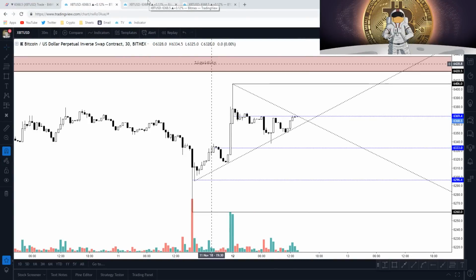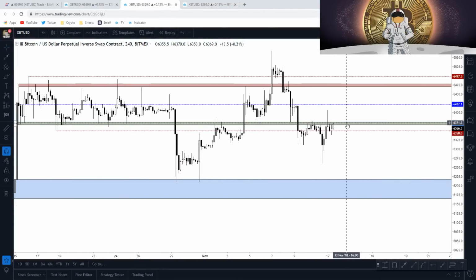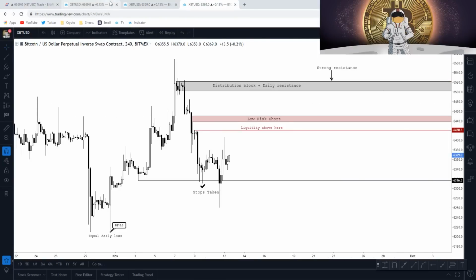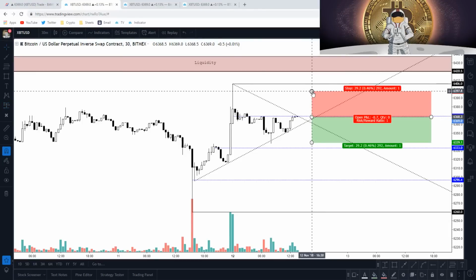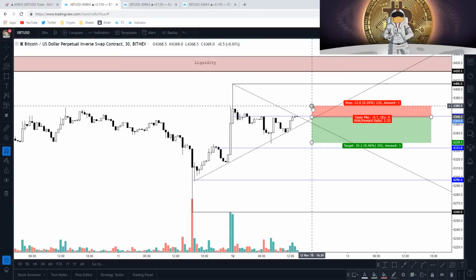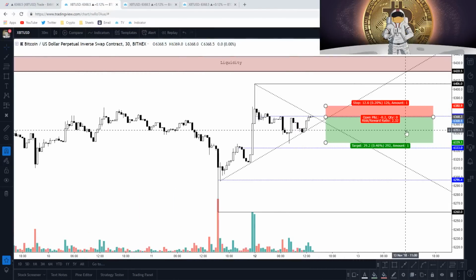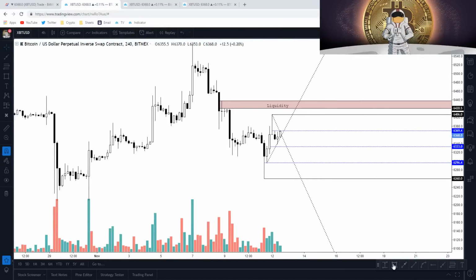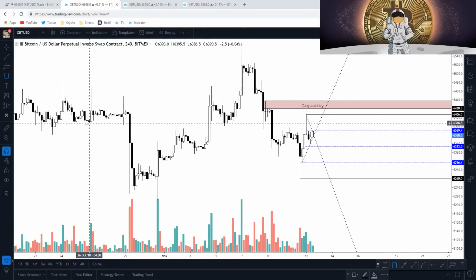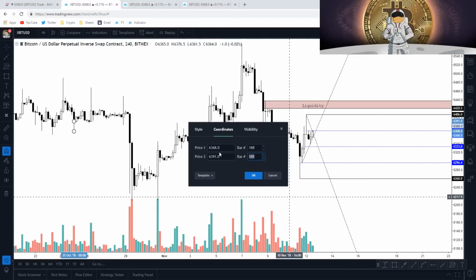This is a subpar short in my opinion, but not really because it's right at this resistance line. Let's see if we took it here. Stop above there. Would that get hunted though? Is there any order blocks or anything? Let's look for that. That's interesting. This swing low here.